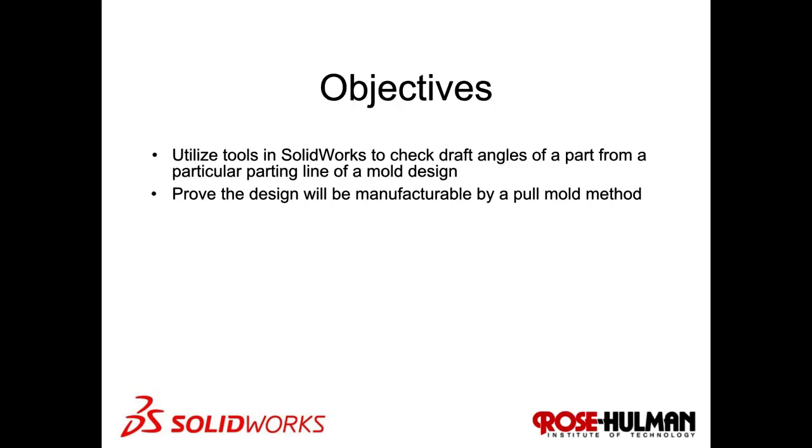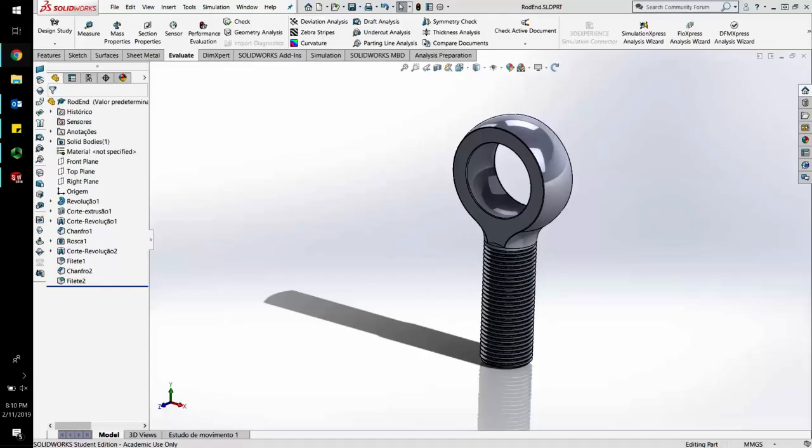Hello! After watching this video, students will be able to utilize tools in SolidWorks to check for existence of minimum draft angles, which are required of a part to be manufactured successfully. Shown in SolidWorks is a rod end, typical as a ball and socket joint.